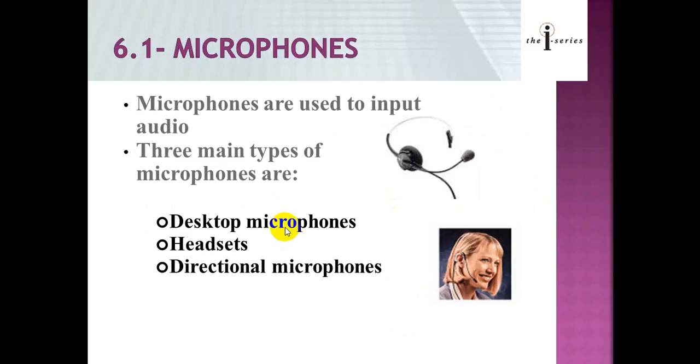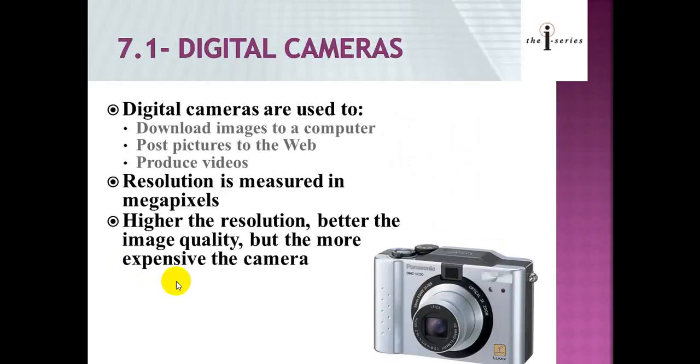Number 3, microphones. Microphones are used to input audio into a computer. Mainly we have 3 types of microphones: desktop microphones, headsets, and directional microphones. Digital cameras. We use digital cameras to download images to the computer, post pictures to the web, and produce some videos. The resolution is measured in megapixels regarding the lens of the camera. If I have high resolution, the better the image quality will be.